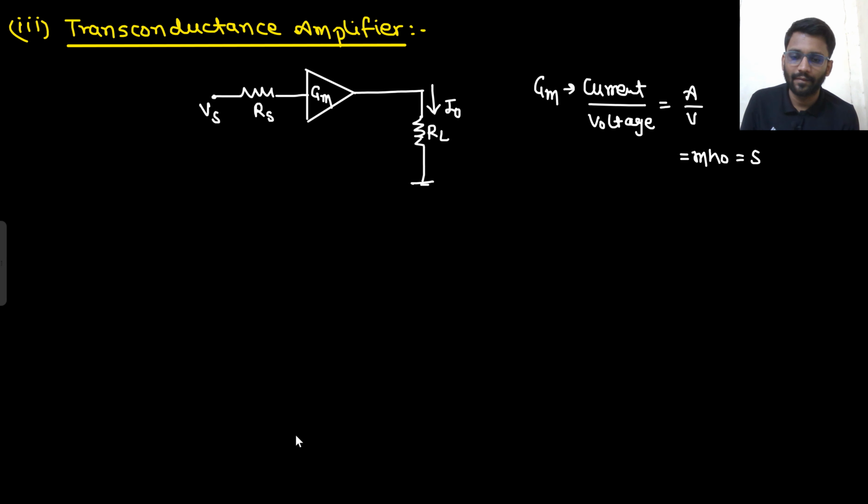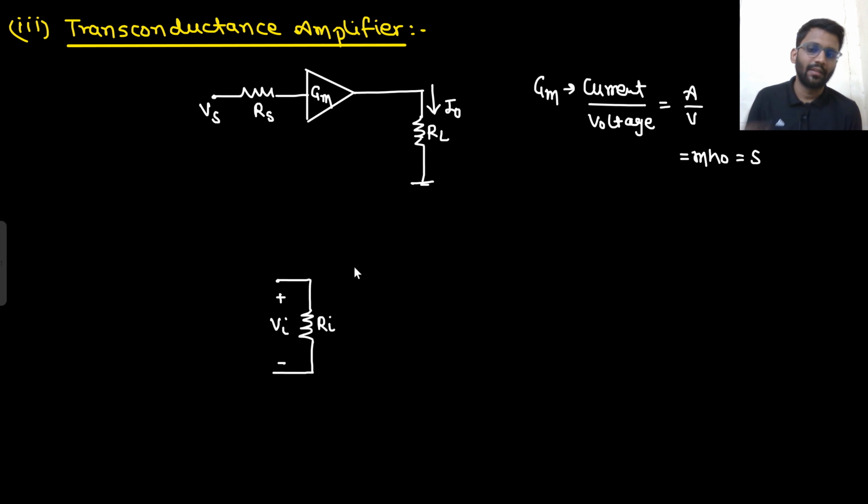Now since the input is your voltage, some voltage part only will be coming here. Now the amplifier, this is your amplifier, right? So this will convert a voltage into current. Voltage will be converted into a current source. The job of it is to convert the voltage into a current source, right?